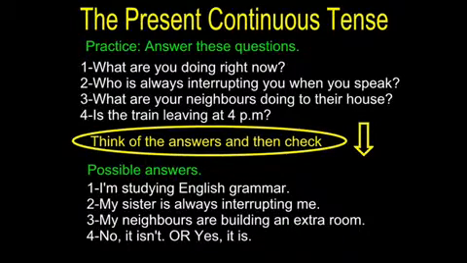The first question. What are you doing right now? I'm studying English grammar. Who is always interrupting you when you speak? My sister is always interrupting me. What are your neighbors doing to their house? My neighbors are building an extra room. Is the train leaving at 4 p.m.? No, it isn't. Or you can say, yes, it is.